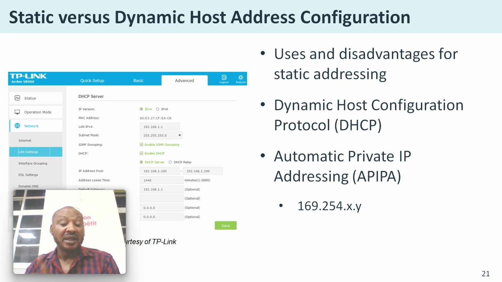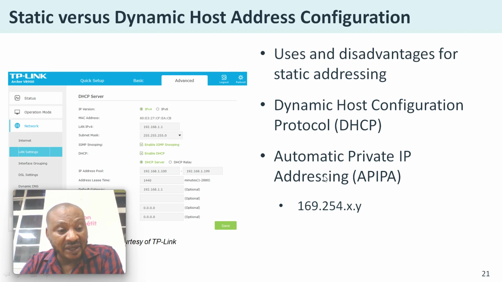APIPA. This one is very important in the A+ exam. When you see any address like this, 169.254, that address is a different address. It's an automatic IP address assignment. Now, what does it mean? This one is very different from the other. It's not a DHCP address. Now, let me tell you something.